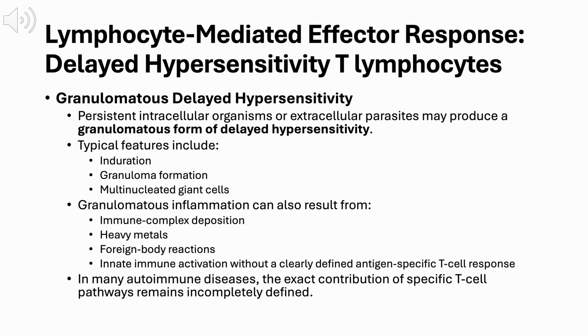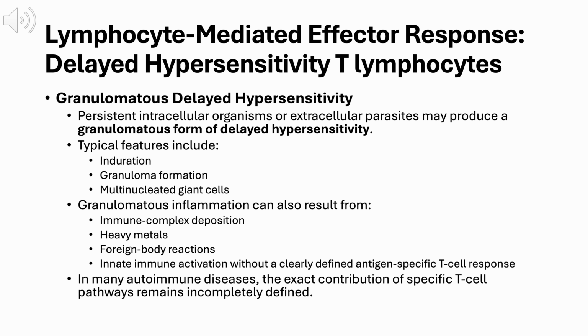There's a third pattern of delayed hypersensitivity worth isolating, the granulomatous form. When intracellular organisms or extracellular parasites persist and can't be cleared, the immune system may wall them off, producing granulomatous DH. Its typical features are induration, granuloma formation, and multinucleated giant cells, the same architecture we saw building in the tuberculosis example. But here's an important clinical caution.